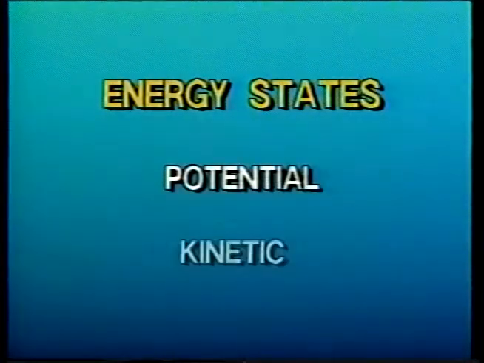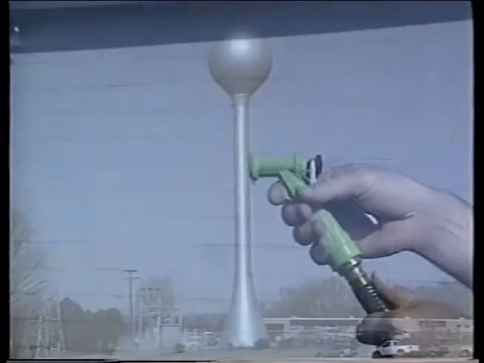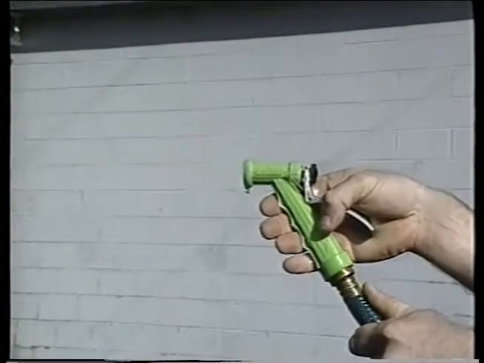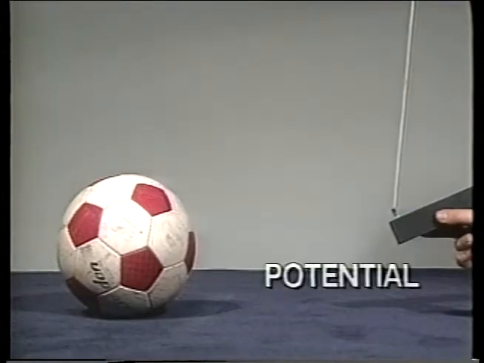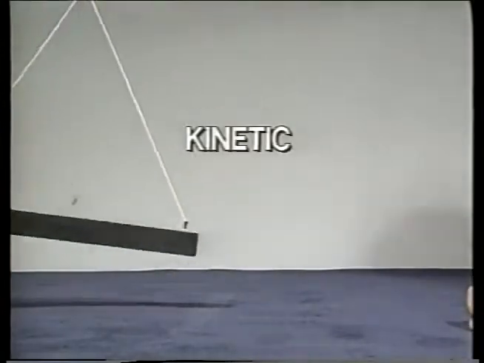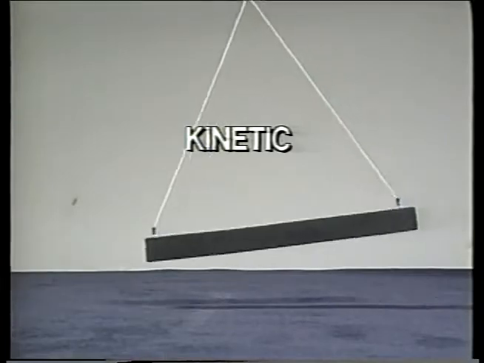Another characteristic of energy is its state or condition. Energy is in either a potential state or a kinetic state. Potential energy is energy that is stored, waiting to be changed into kinetic energy. As long as we hold this rod back, it has potential energy. When we let it go and the rod moves, the potential energy is released and becomes kinetic energy.